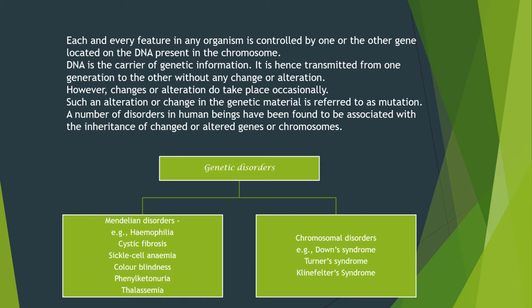Examples for Mendelian disorders are hemophilia, cystic fibrosis, sickle cell anemia, color blindness, phenylketonuria, and thalassemia. Examples for chromosomal disorders are Down syndrome, Turner syndrome, Klinefelter syndrome.